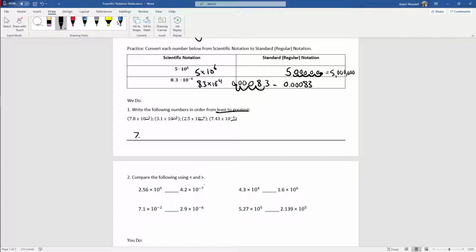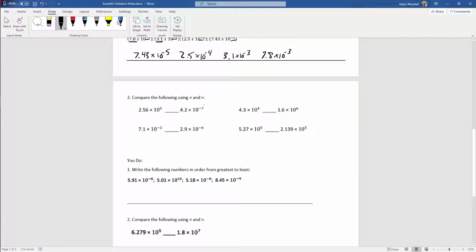So my first number is going to be 7.43 times 10 to the negative 5th. Next, I've got 2.5 times 10 to the negative 4th. Next, I've got negative 3's as the exponent, so I know those are going to be last, but then I have to think, because they both have negative 3's, which one is going to be the smallest and which one is going to be the biggest? Well, because they're the same, let's just look at the numbers in front. 3.1 is definitely smaller than 7.8. So 3.1 times 10 to the negative 3 is going to be next, and then 7.8 times 10 to the negative 3 is going to be last.